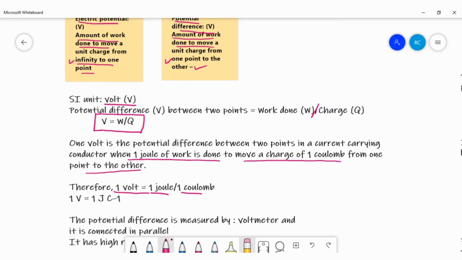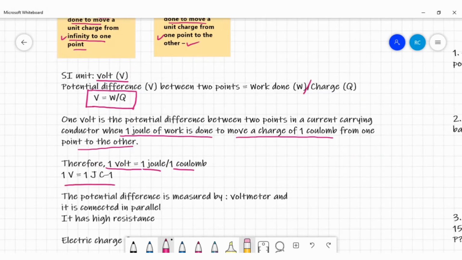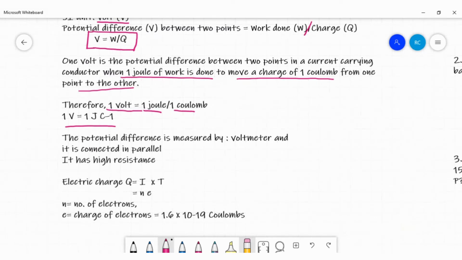So 1 V is equal to 1 joule per coulomb. Now, the potential difference we can measure by using a voltmeter. And as you know, the voltmeter is always connected in parallel and it has high resistance, just opposite to the ammeter. The ammeter will be connected in series to the circuit and it will have low resistance. So the potential difference is measured by a voltmeter and it is always connected in parallel with the circuit.